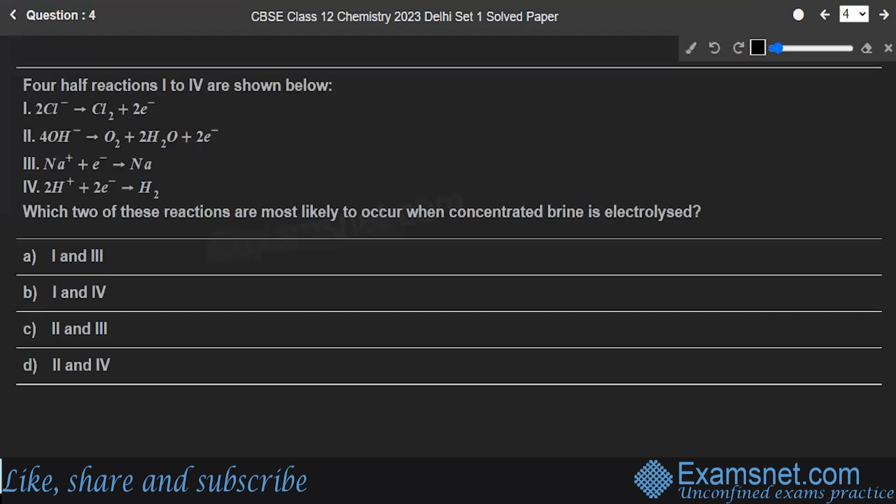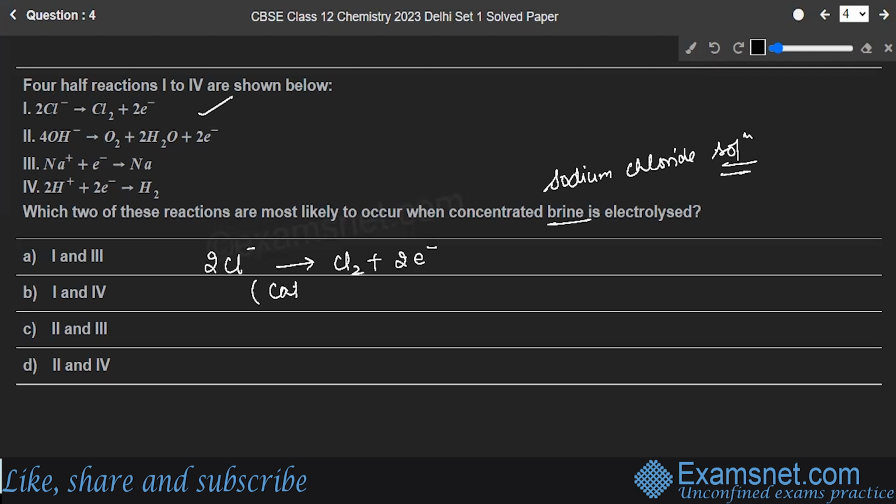Question number 4. Four half reactions 1 to 4 are shown below. These are the four reactions. Now looking at them, let's read the question. Which two of these reactions are most likely to occur when concentrated brine is electrolyzed? Okay, if I look at all the given four half reactions, the two half reactions most likely to occur when concentrated brine, that is, sodium chloride solution, is electrolyzed, the first one is this one. 2Cl- gives you chlorine gas plus 2 electrons. This will happen at the anode.